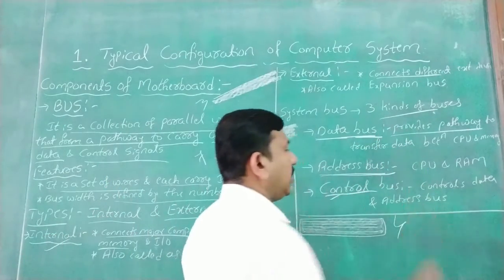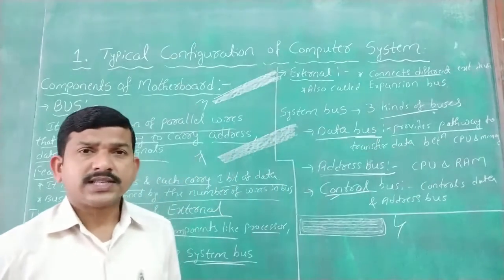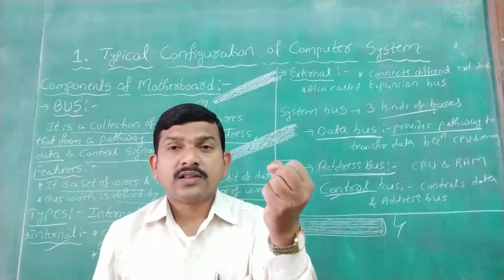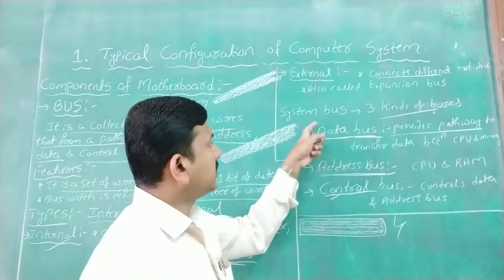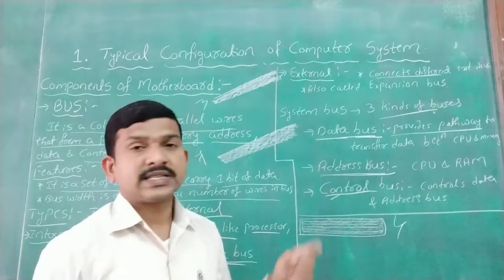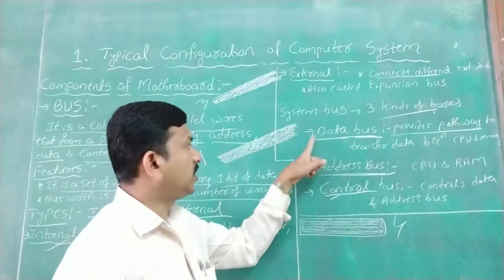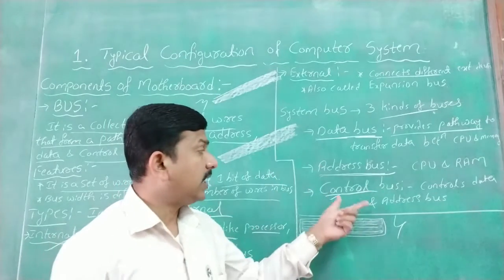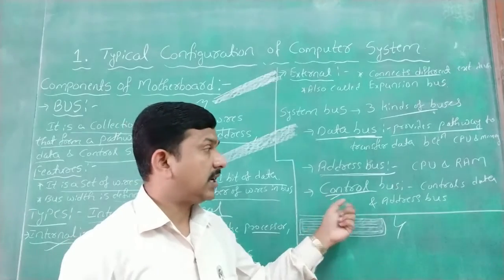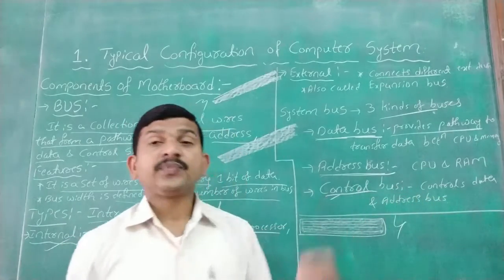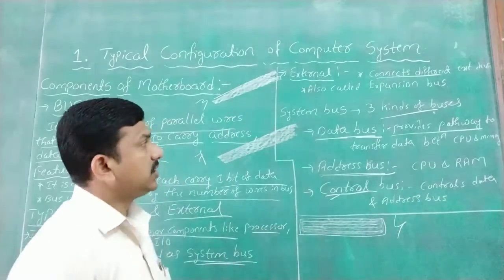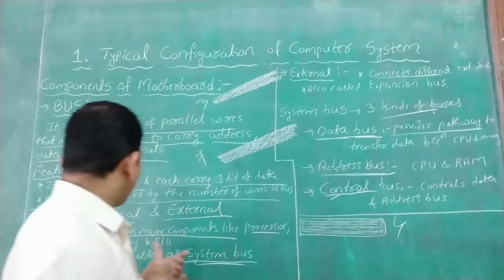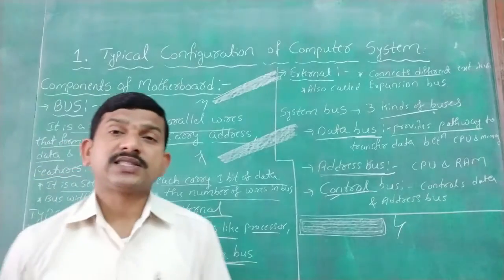Then the third one is control bus. The word itself says control. It controls what? It controls the data bus as well as the address bus. This bus controls data bus as well as address bus. Is it clear? Controls data and address bus. Is it clear? So these are the 3 kinds of buses when we come to the internal or system bus.